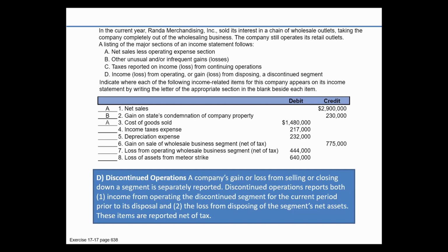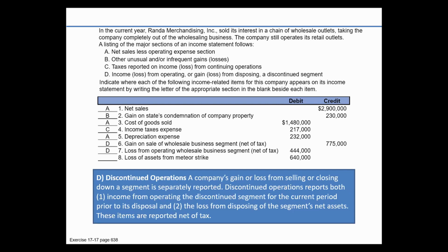And then the cost of goods sold would be part of our net sales less operating expense section, because that is going to be an operating expense because we sell products. So we have a cost of goods sold. Our income tax expense would be taxes reported on the income or loss from continuing operations. So that would be a C. Our depreciation expense, that would be A. That would be part of our continuing operations. Net sales less operating expense section would be where our depreciation would go. Gain on sale of wholesale business segment net of tax, $775,000. Well, that would be D. That would be part of a gain from discontinued operations.